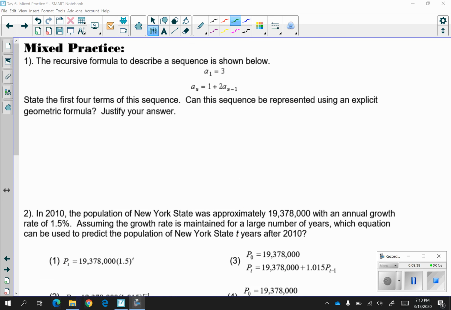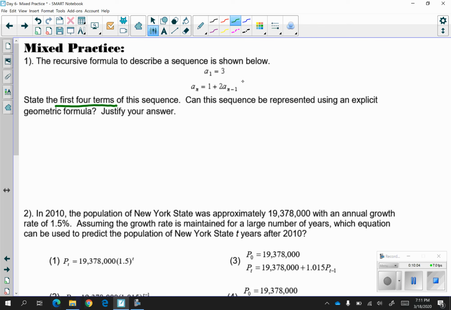Now, some of us already did this first problem up top in class. If you're good with it, you remember it, just go on further in the video. If not, take some time to go over this problem. You have a recursive formula because it has 2 pieces of information. They want you to find the first 4 terms. In order to do the first 4 terms, you need to figure out what's the pattern.